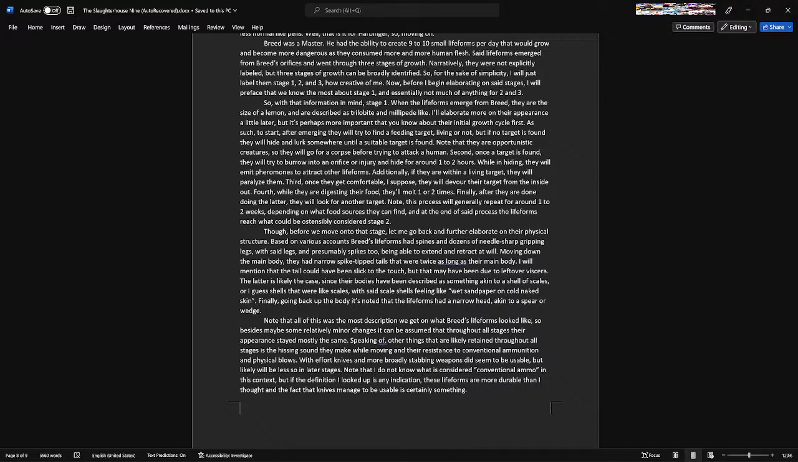Note that all of this is the most description we get on what Breed's life forms looked like. So besides maybe some relatively minor changes, it can be assumed that throughout all stages their appearance stayed mostly the same.